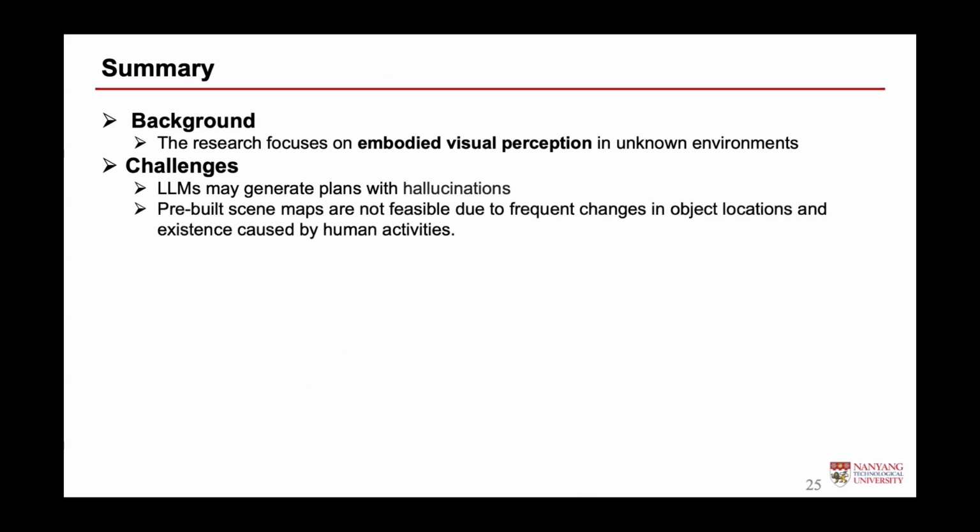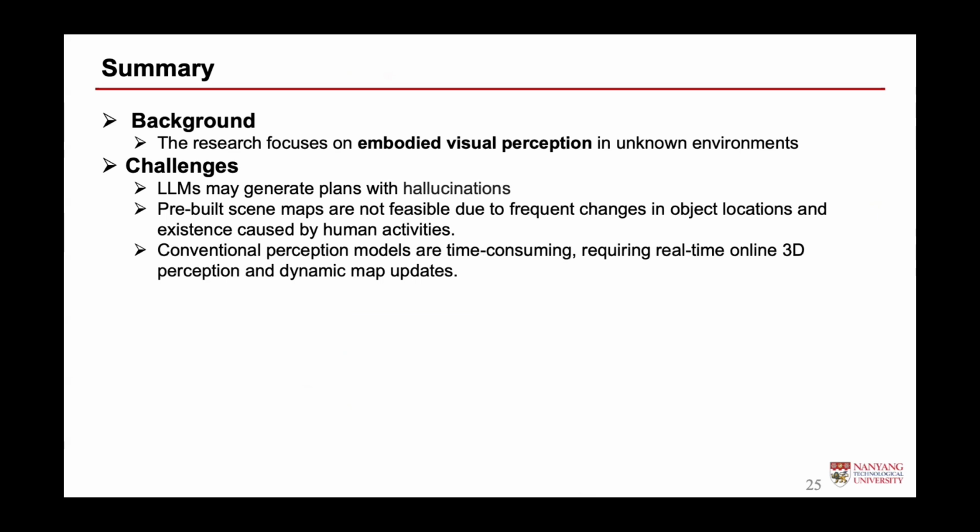And the second one is that pre-built scene maps are not feasible due to the frequent changes in object locations and existence caused by human activities. And the third one is that conventional perception models, like conventional 3D object detection or instance segmentation models, are very time-consuming in our embodied tasks like navigation, embodied VQA, something like that. So we may need real-time online 3D perception and dynamic map update.